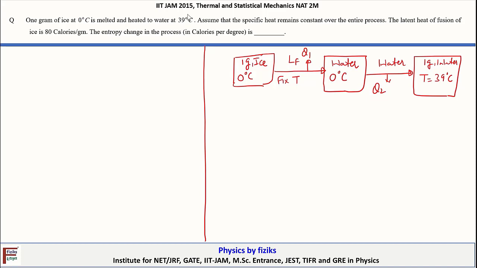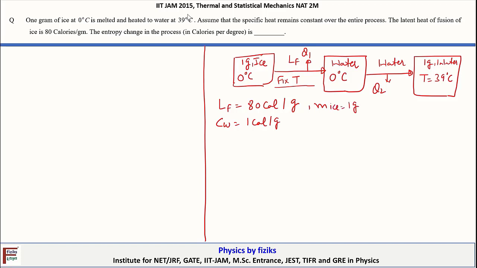Now what is given to us? The latent heat of fusion is given in the statement, because we require that to calculate Q1. So LF is equal to 80 calories per gram. And please remember that the specific heat of water, CW, is 1 calorie per gram, because we also require this information for calculating Q2. And the mass of the ice, M ice, is equal to M water, that is 1 gram.